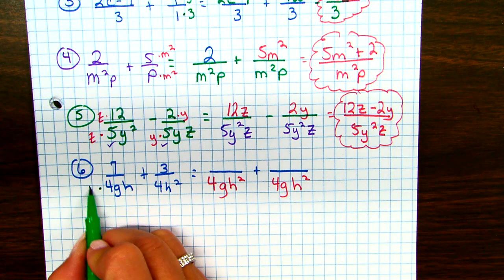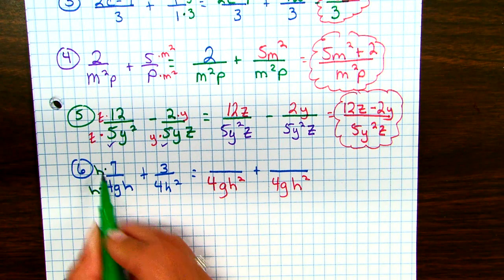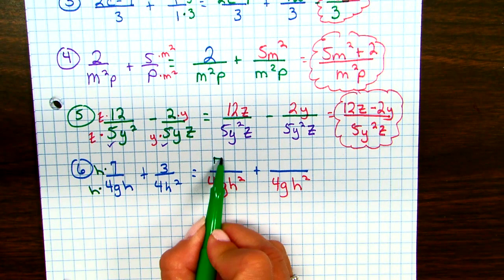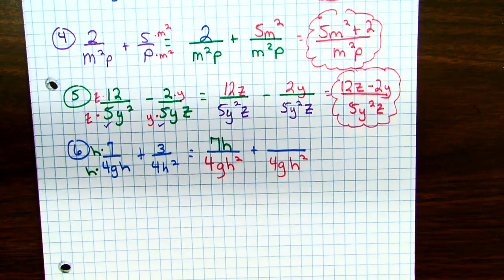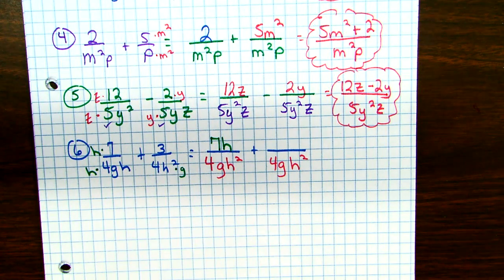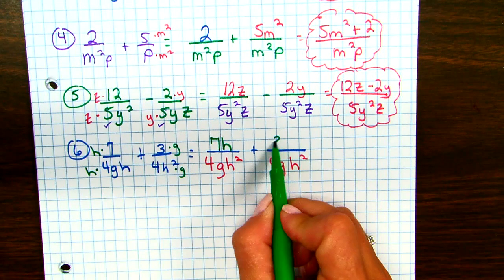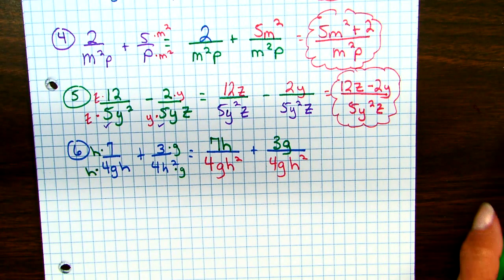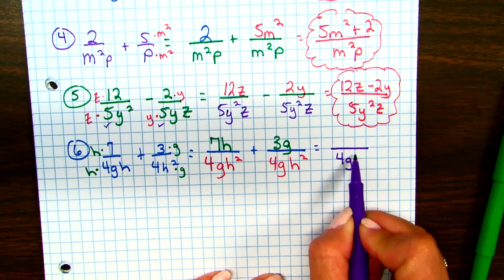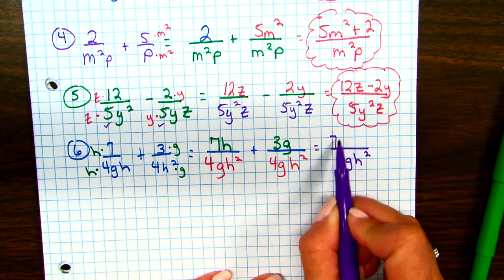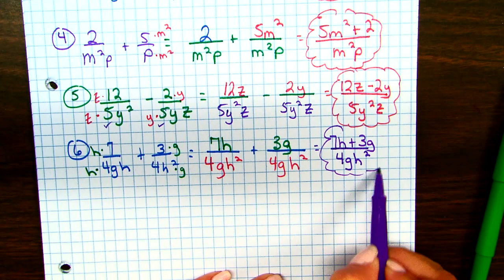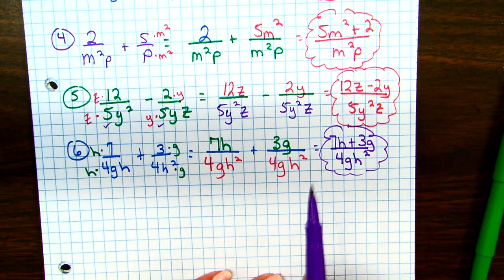Multiply this denominator by H. Right, to get h squared, we need to multiply by h. That's 7h. And the second one's missing the g. Put it all together. And because of that plus, remember, you can't just cancel stuff.